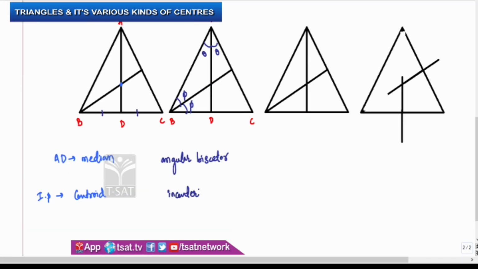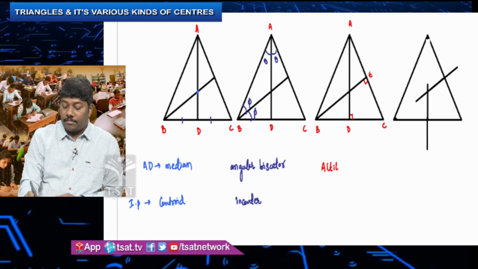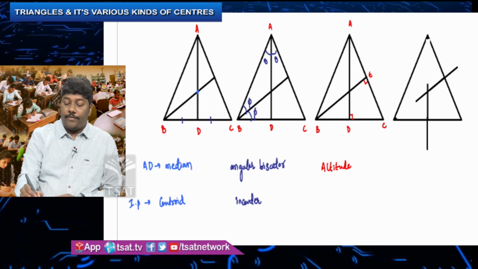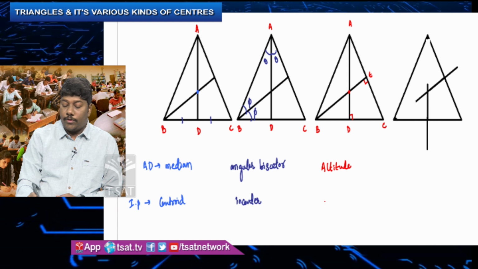Now look at the third figure. Here AD is perpendicular to the base BC. BE is also perpendicular to AC. So, you call it as an altitude. And the intersection point of altitudes is called orthocenter.